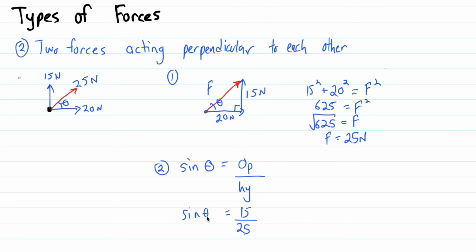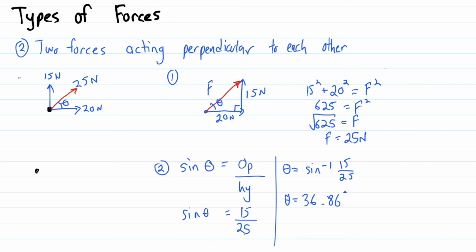So you get sine theta equals 15 over 25. Now if I move the sine to the other side, we will get theta equals inverse sine of 15 over 25, which you will get when you plug it into your calculator. You will get 36.87 degrees.